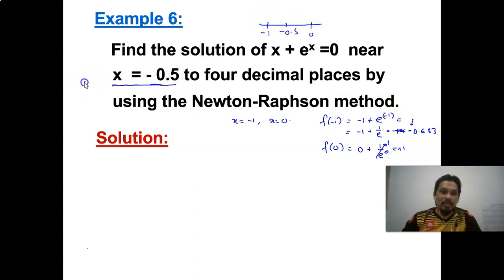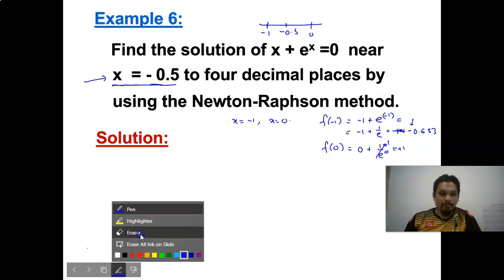So then we can decide, in this question, it tells us to use x equal to negative 0.5 for the start of the process. This is just to clarify that there is a root that lies between negative 1 and 0, and negative 0.5 is one of the values lying between these two.